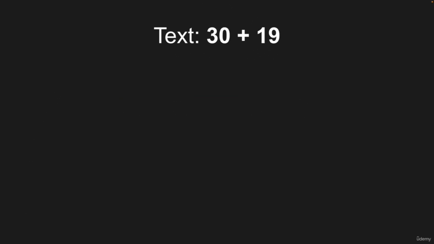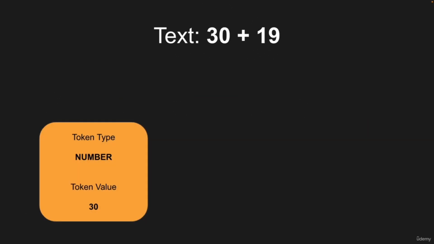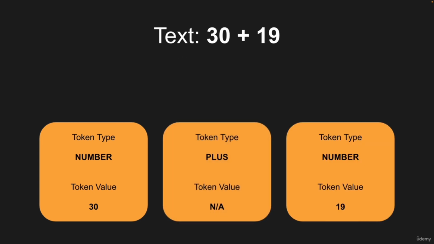Now let's get another example, 30 plus 19. Same thing: token type number, token value of 30, and then plus, and then token type number, token value of 19.